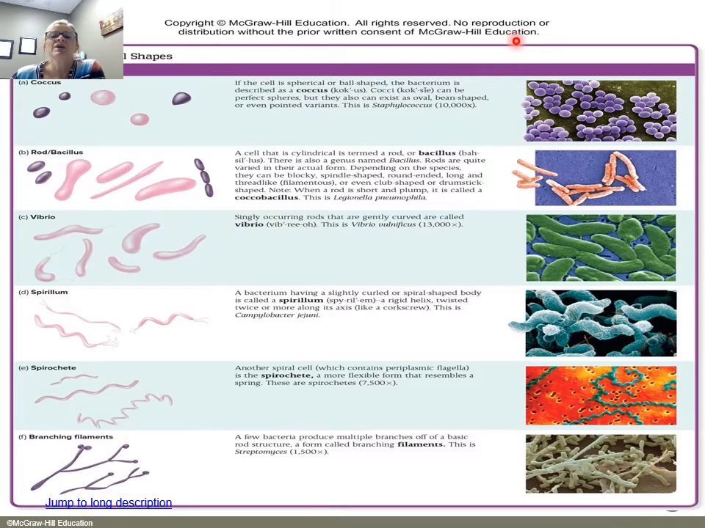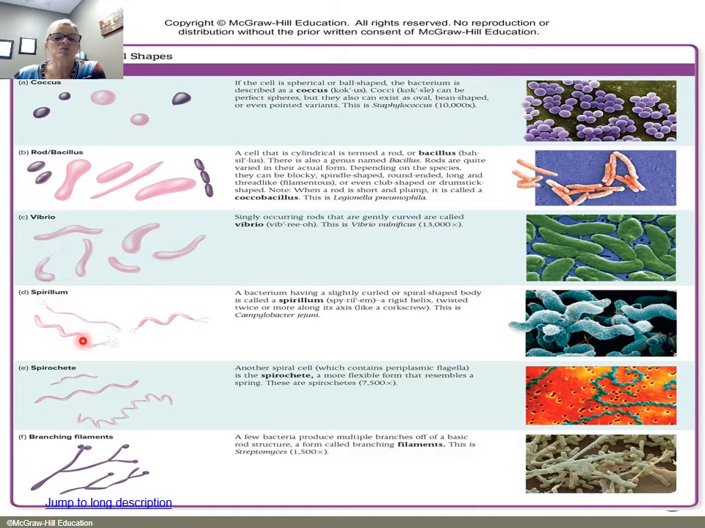All right, so Vibrio is going to have a curved shape to it, almost like a macaroni noodle, okay? Vibrio, so you're going to have single occurring rods. They're gently curved or slightly curved. Vibrio vulnificus, Vibrio cholerae. Those are just some examples there.